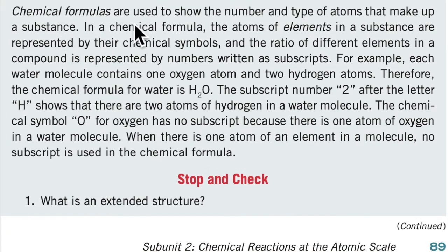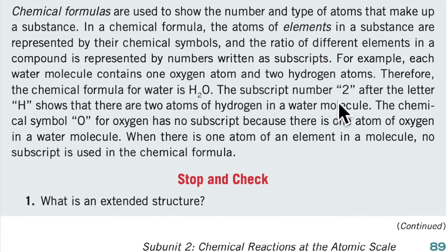Chemical formulas are used to show the number and type of atoms that make up a substance. In a chemical formula, the atoms of elements in a substance are represented by their chemical symbols, and the ratio of different elements in a compound is represented by numbers written as subscripts. For example, each water molecule contains 1 oxygen atom and 2 hydrogen atoms. Therefore, the chemical formula for water is H2O.